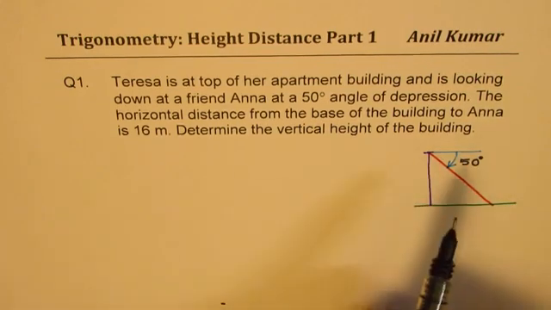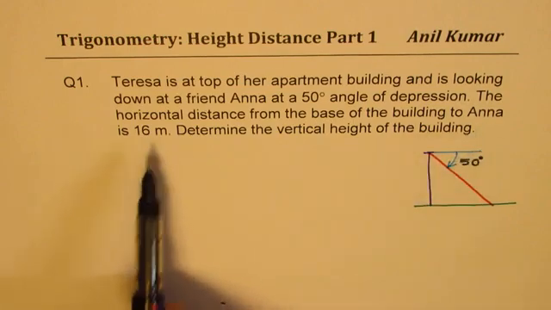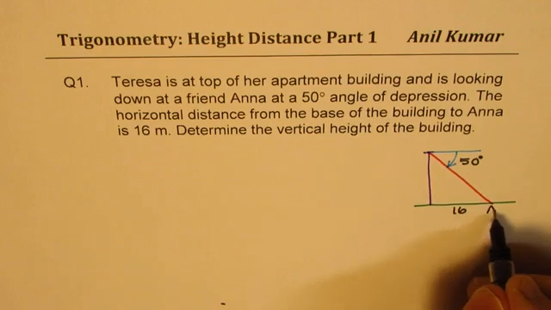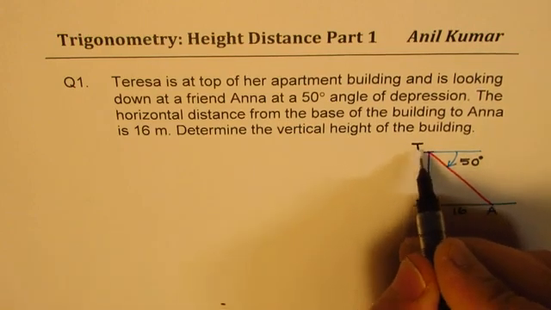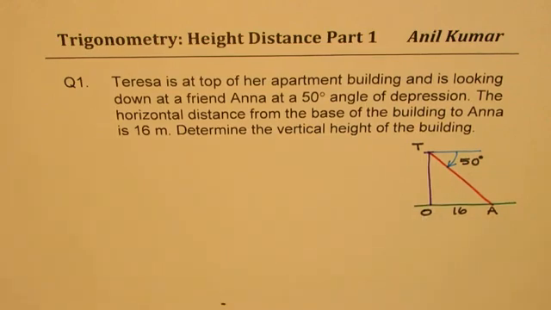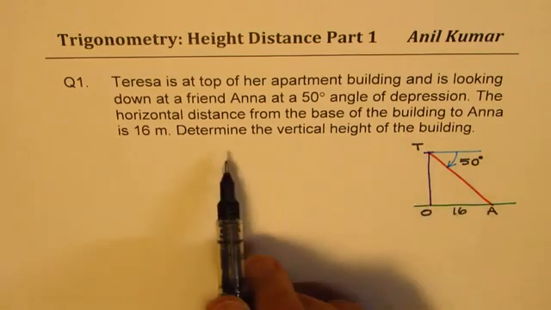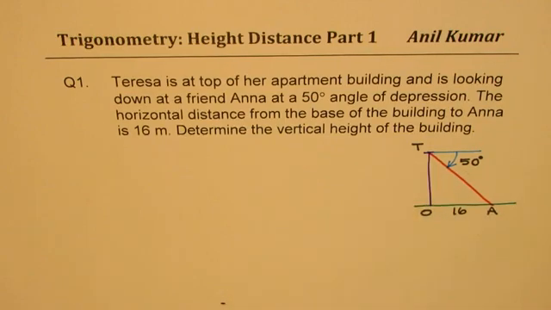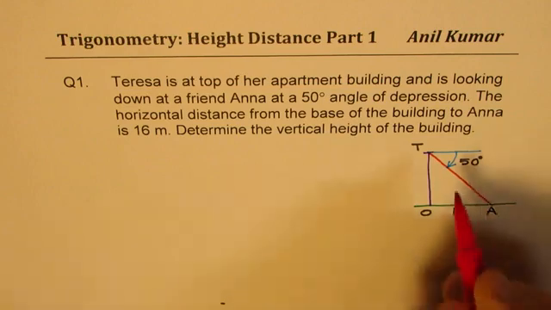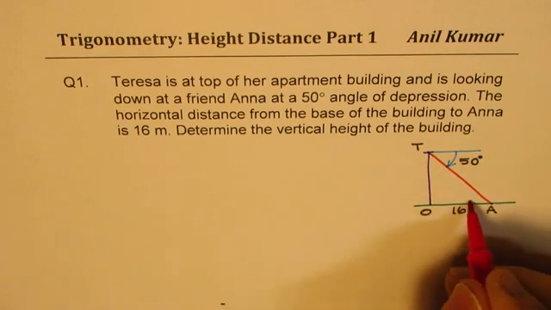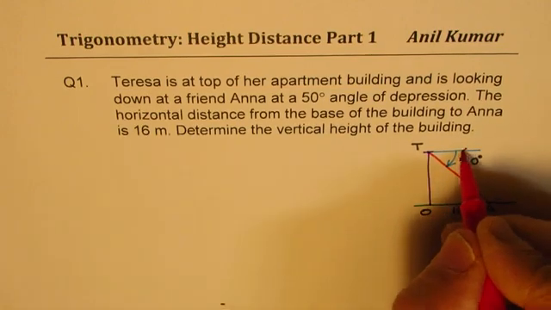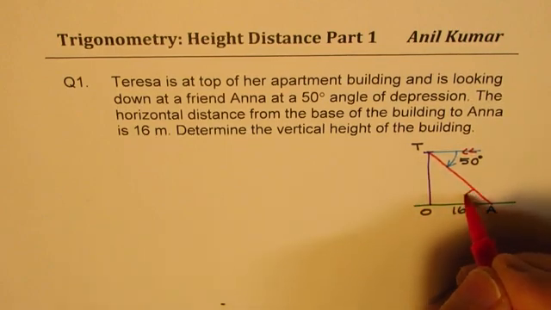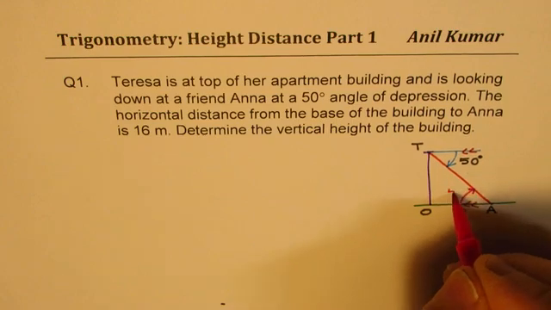Now let's fill in other details. Anna is 16 meters. So this distance here is 16 meters. Let's say A, and let's say T, and let's say this is O. Determine the vertical height of the building. That is what we need to find. Now, these two lines, that is horizontal line, this is also horizontal line. So these two lines are parallel. So you see a Z pattern. Therefore, this angle should also be 50 degrees.